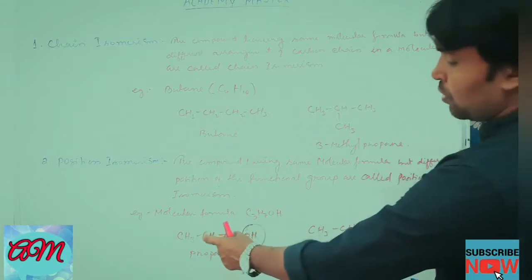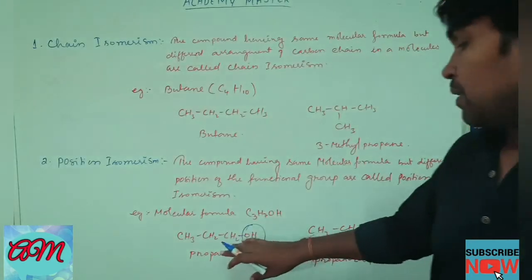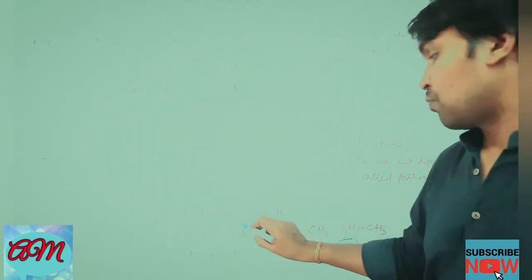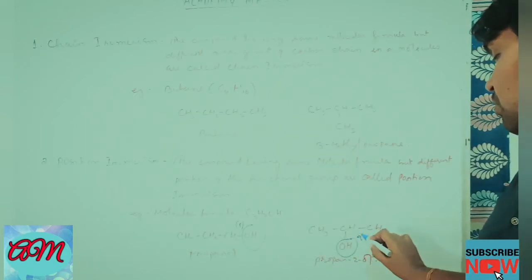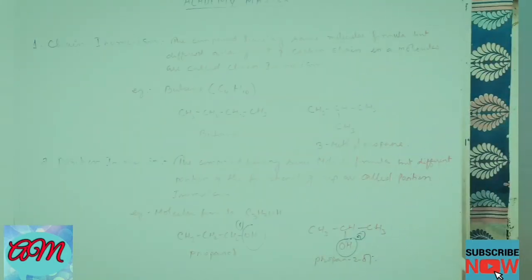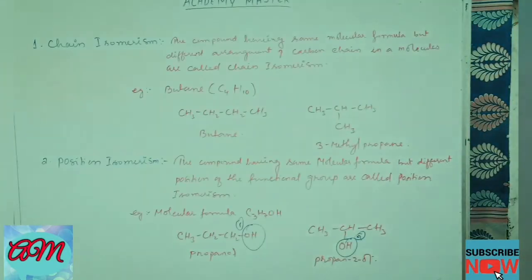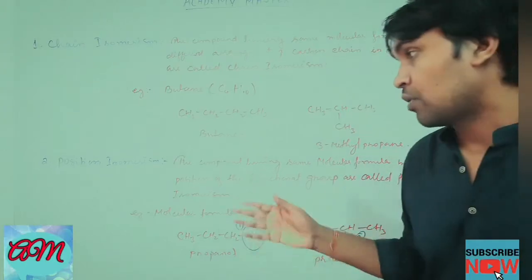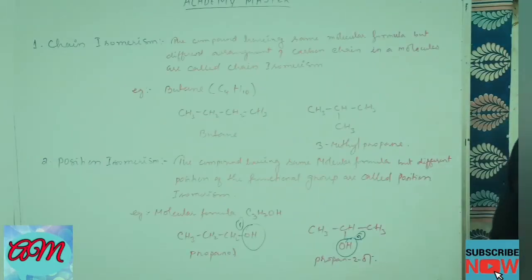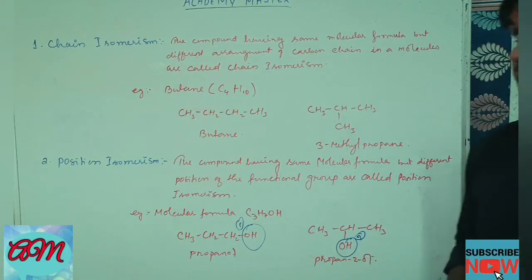In these two compounds, the molecular formula is C3H7OH, but the position of the functional group is 1 in one and 2 in the other. They have different functional group positions, but the same molecular formula. Such isomers are called positional isomers. Okay, got it? So you can take it down. Then we'll move to the remaining three.